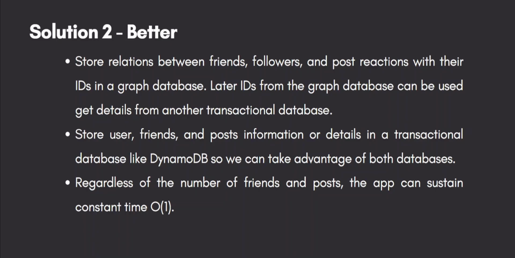Instead of storing all data in tables, we could use a graph database and store relations like friends, followers, and post reactions with their IDs. Later, IDs from the graph database can be used to get details. With that said, we still save user and post information in a transactional database like DynamoDB, so we can take advantage of both databases. With this approach, the app can sustain constant time regardless of the number of friends and posts.